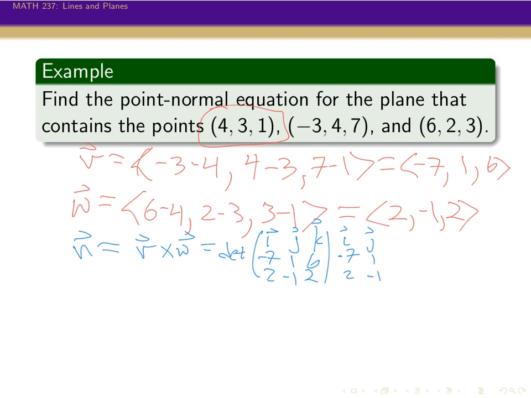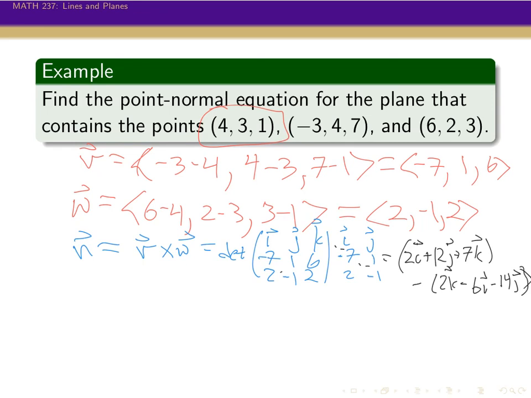Copy out those columns. Okay, so this determinant is going to be 2i, 6 times 2 is 12j, minus 7 times minus 1 is 7k, minus, going the other way, 2 times 1k, minus 1 times minus 6 gives me minus 6i, and then 2 times minus 7 gives me minus 14j.